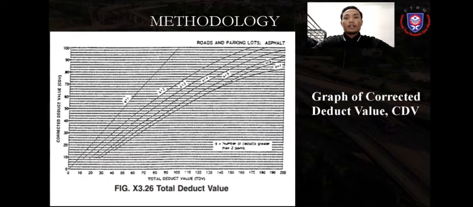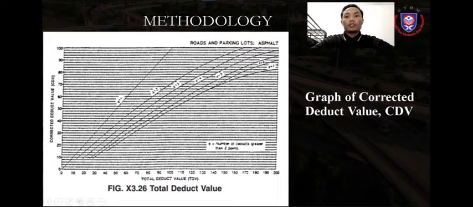Next, this is the graph of the corrected deduct value (CDV), also used to identify the corrected value and the total deduct value. The number of deduct values greater than 2 points, q, is required in determining the corrected deduct value based on the graph. If the number of deduct values is less than 2, the corrected deduct value is considered as none.